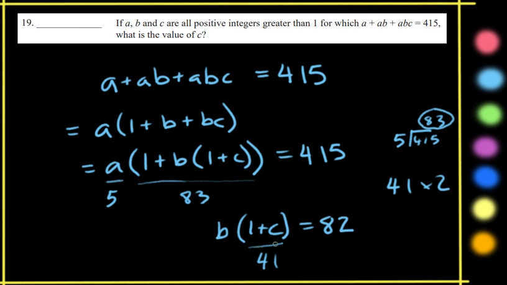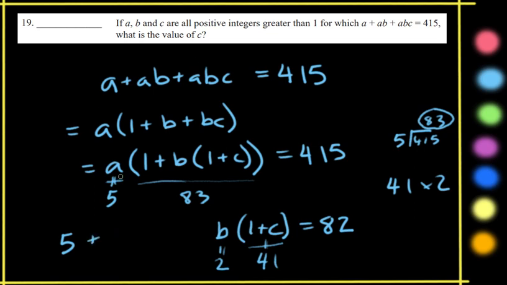This one here, 1 plus C. And that means B has to be the 2. I shouldn't draw that line because it looks like a divide. It looks like I'm dividing and I'm not. So B is 2, and this 1 plus C is 41. So that means that we had A equal to 5. So A is 5. B is 2.